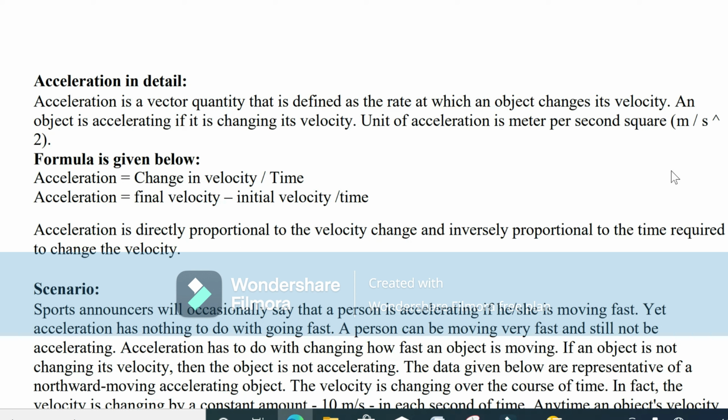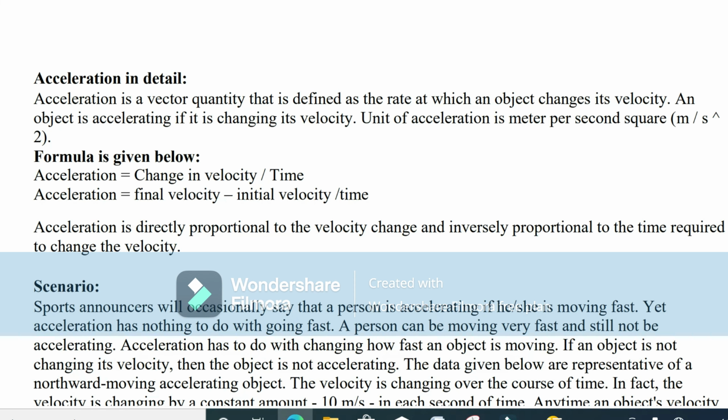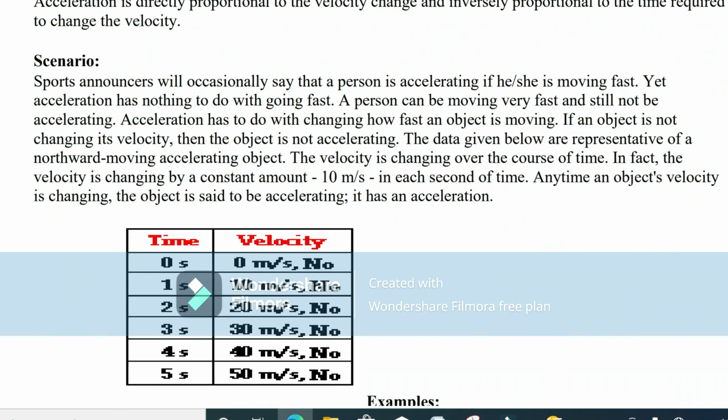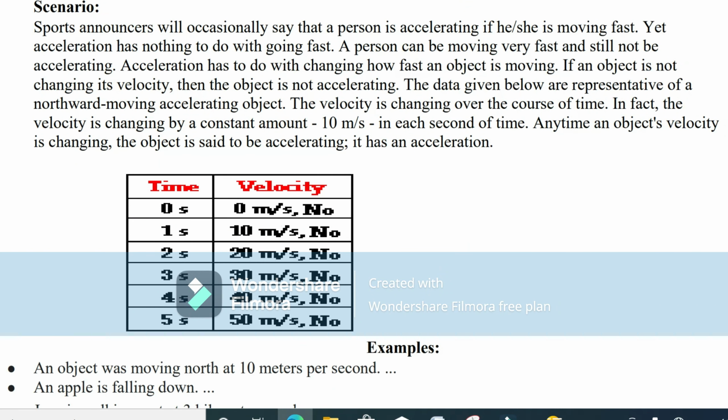Now the mathematical formula of acceleration: just look here, change in velocity divided by time. This means acceleration is equal to change in velocity, that is final velocity minus initial velocity, divided by time. There are two velocities here, one is the final velocity, another is the initial velocity. And remember one thing, that acceleration is directly proportional to the velocity change and inversely proportional to the time required to change the velocity.